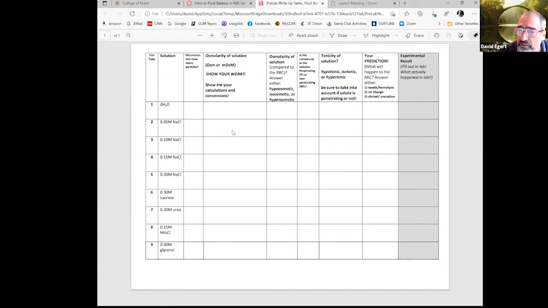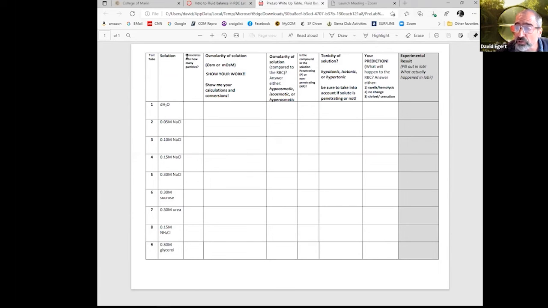You can make this chart yourself in your lab book, but basically we're going to have different kinds of solutions and you have to predict what's going to happen to the blood cells when they go into these different solutions. So this PDF here is just to try to hold your hand as you start thinking about this.